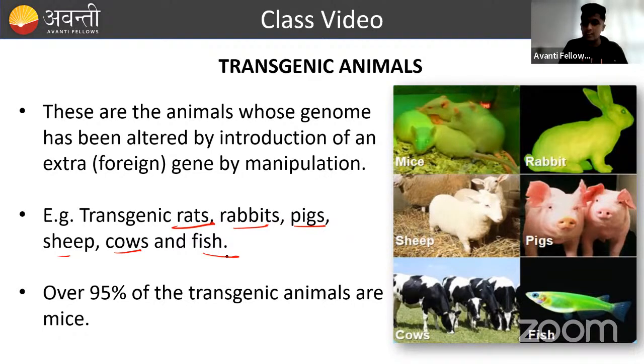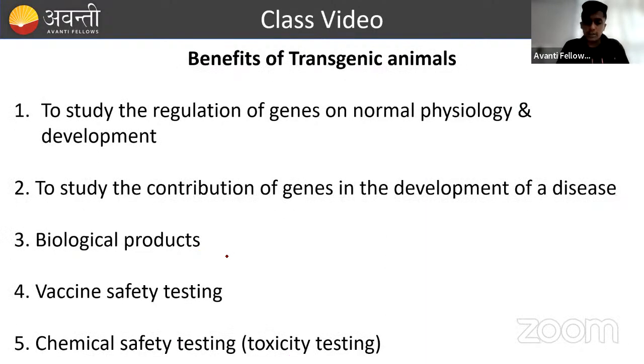As I said, 95% of the animals that are used as transgenics are mice. One of the reasons why we use these specific organisms is the easiness of raising them, one of the major things. The second thing is the number of offspring, the number of variants, and their small gene size. All these aspects come into play when we talk about transgenic animals. So why do we use transgenic animals basically? We have 5 broad applications when it comes to the use of transgenic animals. Let us see the first one.